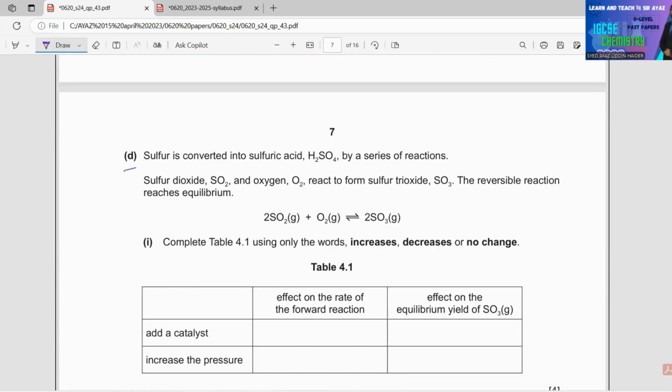Moving to next part, sulfur is converted into sulfuric acid H2SO4 by a series of reactions. Sulfur dioxide SO2 and oxygen O2 react to form sulfur trioxide SO3. The reversible reaction reaches equilibrium. Here's the reaction equation: 2SO2(g) + O2(g) ⇌ 2SO3(g). 1. Complete table 4.1 using only the words increases, decreases, or no change.